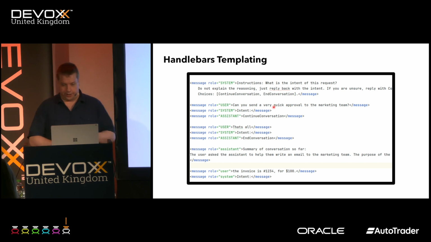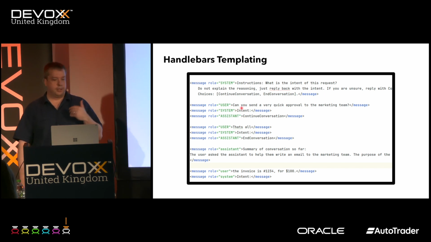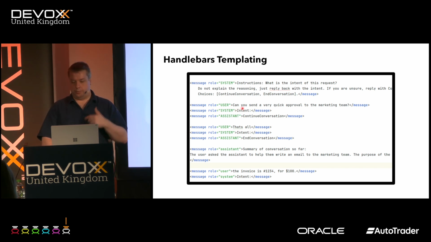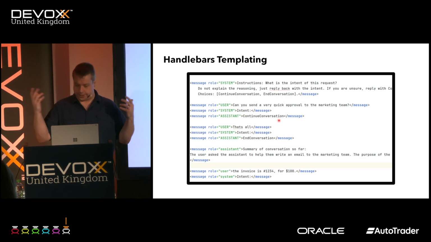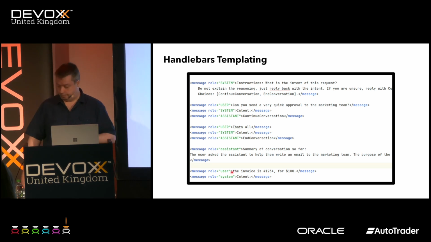So this is just what it all looks like when it's all been built up. It gives you your choices of continue and end conversation. It's iterated through and generated the few-shot examples of the user asking a question and the intent being divined by the AI. Add in our summary: the user has asked the assistant to help them write an email to the marketing team. And then finally, what was the user's last message, and ask for the intent.